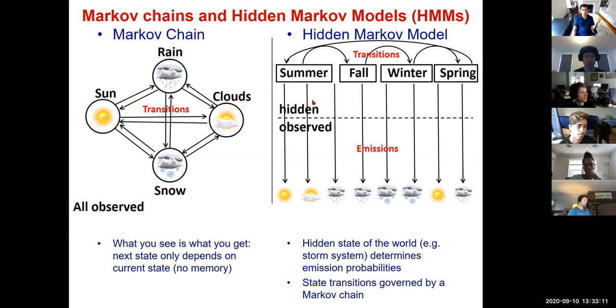Okay? So let's see who's with me so far on the difference between Markov chains and hidden Markov models. Very cool. All right.